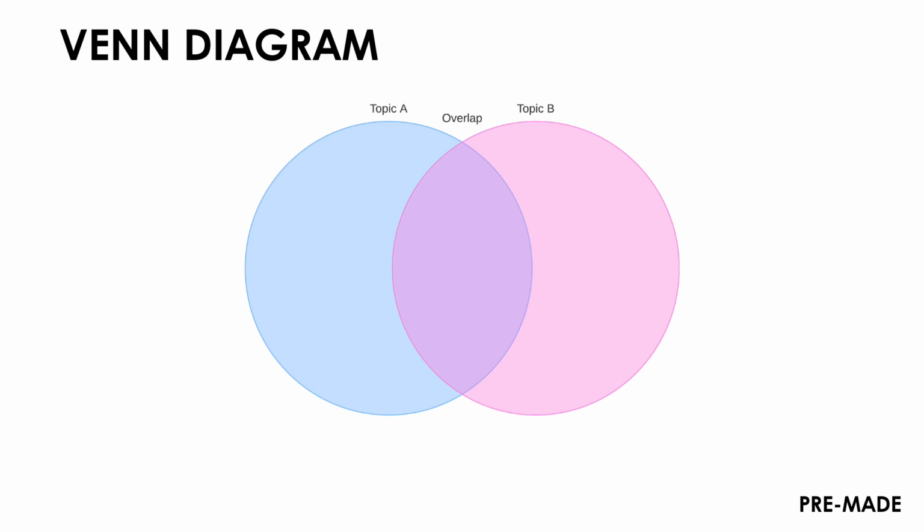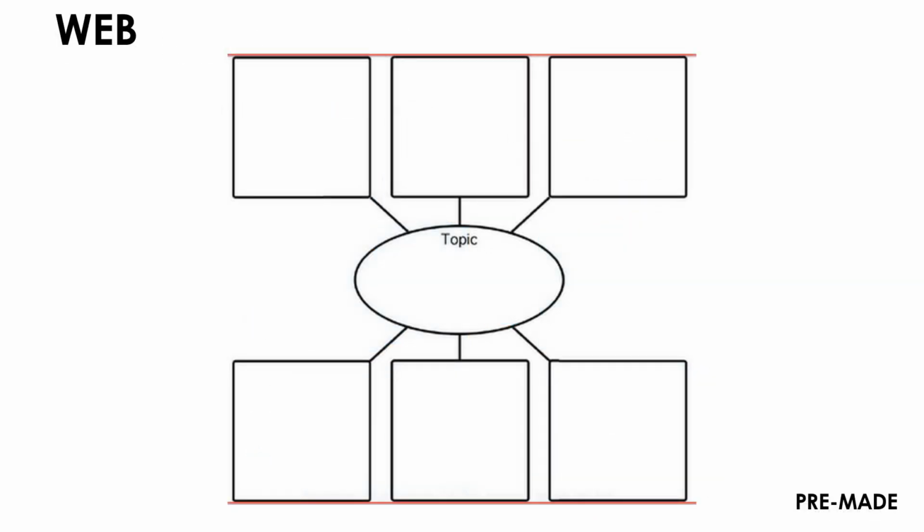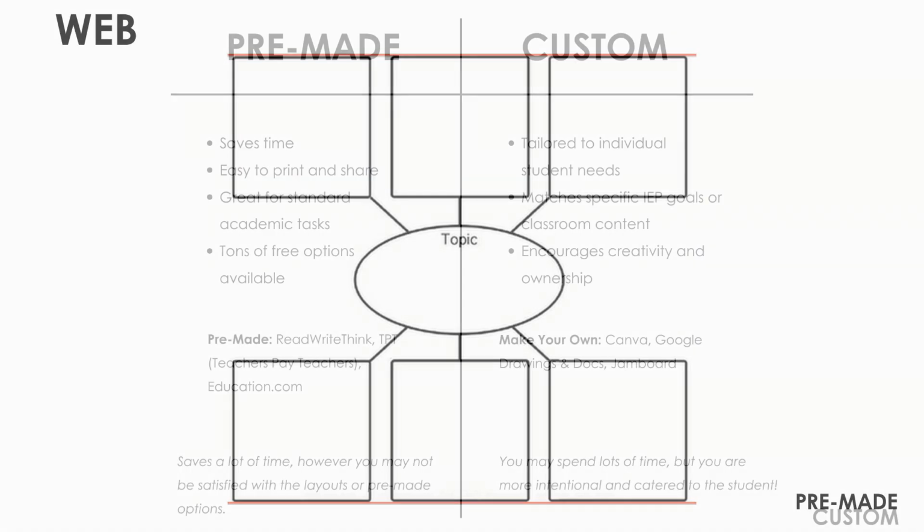Now I'm going to show a couple examples of pre-made graphic organizers that I've used or adapted. First, we have the Venn diagram, which helps us compare and contrast ideas. Next, we have a cause and effect chart, supporting critical thinking. And next, we have a concept web, allowing the students to brainstorm or connect related ideas. Pre-made formats are widely available online and easy to implement.